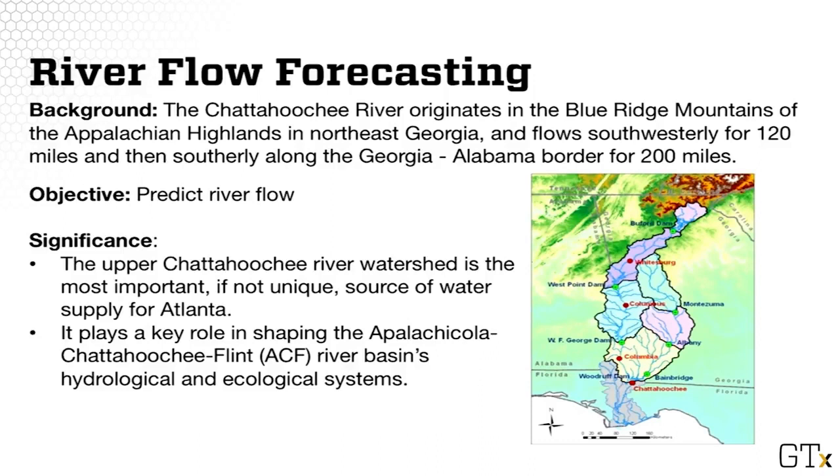The Upper Chattahoochee River watershed is the most important, if not unique, source of water supply for the Atlanta area. It also plays a key role in shaping the whole basin hydrological and ecological system to which it belongs. Our understanding of such environmental systems can be substantially improved by using multivariate time series analysis and modeling techniques.